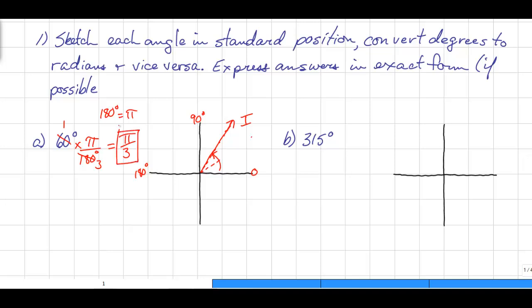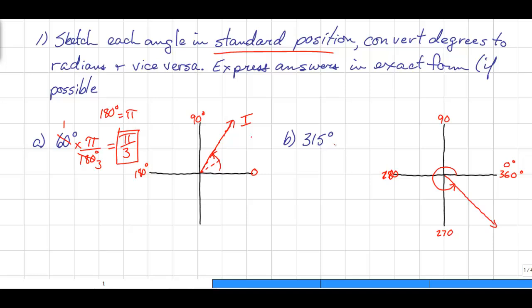And that's exact form. So let's do the same thing with 315. Again, I know that this is 90, this is 180, this is 270, and this is 360, or 0 degrees. They're coterminal angles. So 315 is going to fit somewhere in between 270 and 360. Now 315, that's 45 more than 270, and it's 45 less than 360, so it must go right down the middle here. And if I draw this in standard position, that means I'm taking my angle counterclockwise like so. So there's the 315 in standard position.